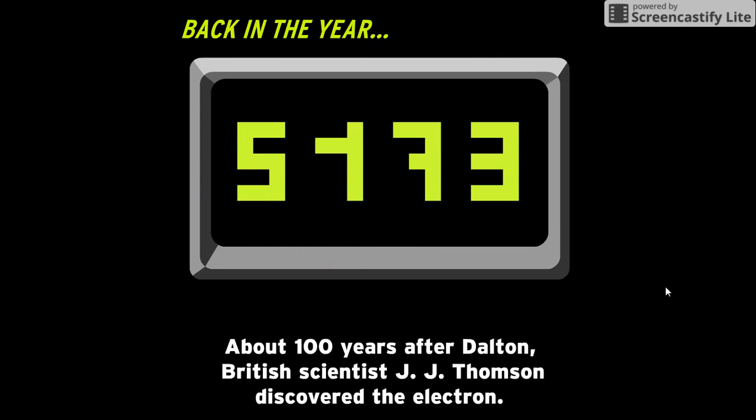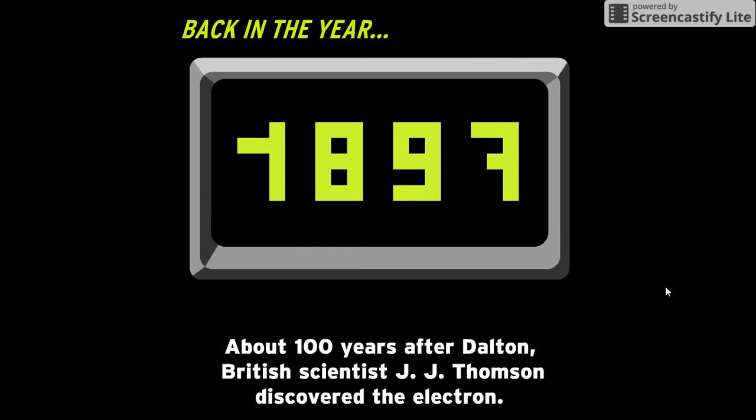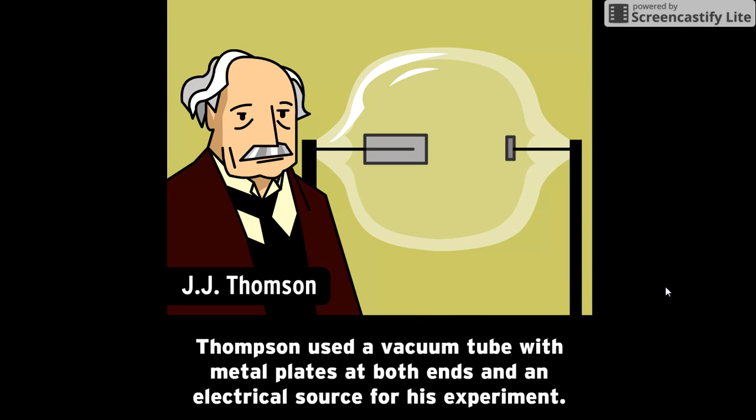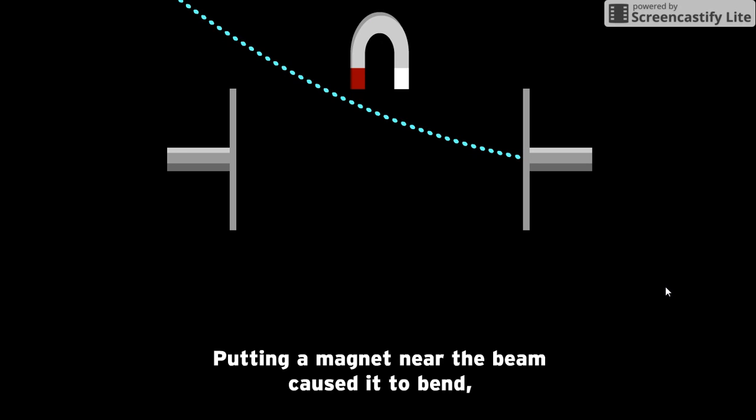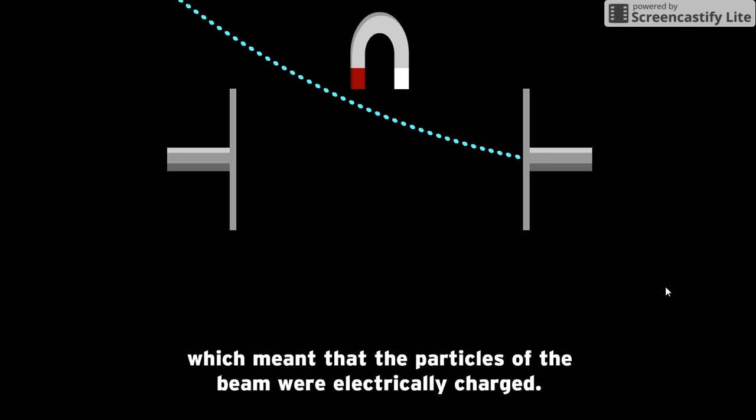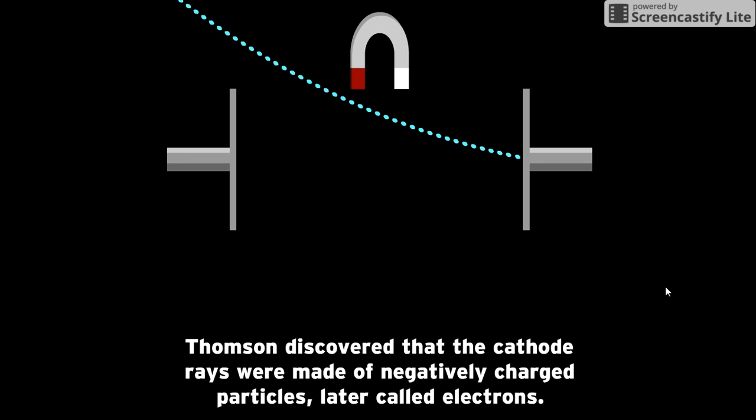About 100 years after Dalton, British scientist J.J. Thomson discovered the electron. Thomson used a vacuum tube with metal plates at both ends and an electrical source for his experiment. He found that a beam would form between the two plates, the cathode and the anode. Putting a magnet near the beam caused it to bend, which meant that the particles of the beam were electrically charged. Thomson discovered that the cathode rays were made of negatively charged particles, later called electrons.